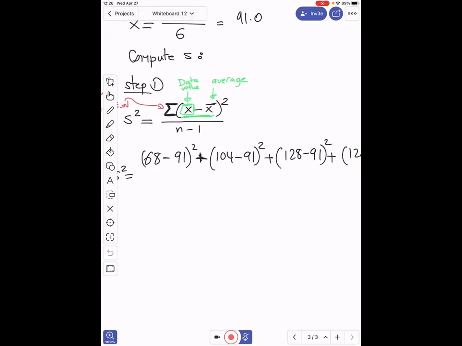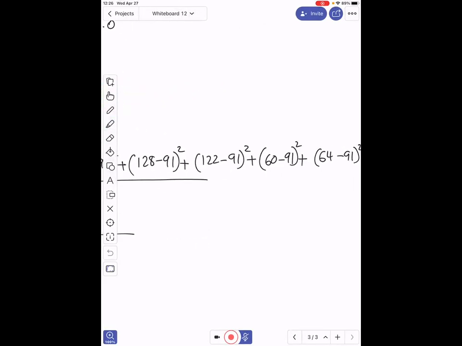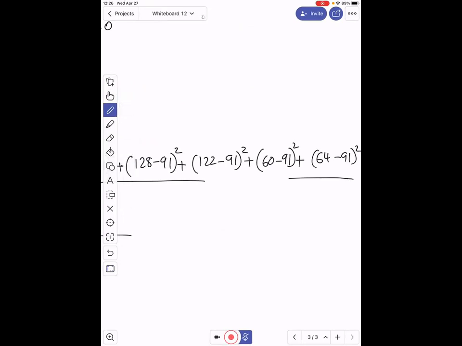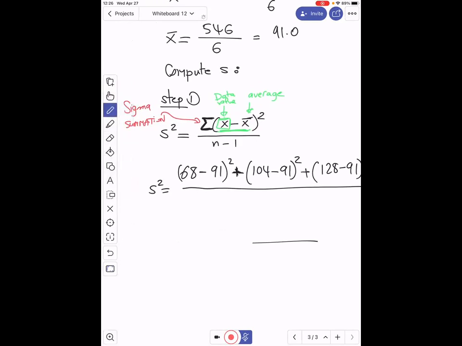Then you divide this whole thing by n minus 1. This n is just the size of the sample, the number of data values. We have 6 lions, so the size of the sample is 6, and that's 6 minus 1 in the denominator.